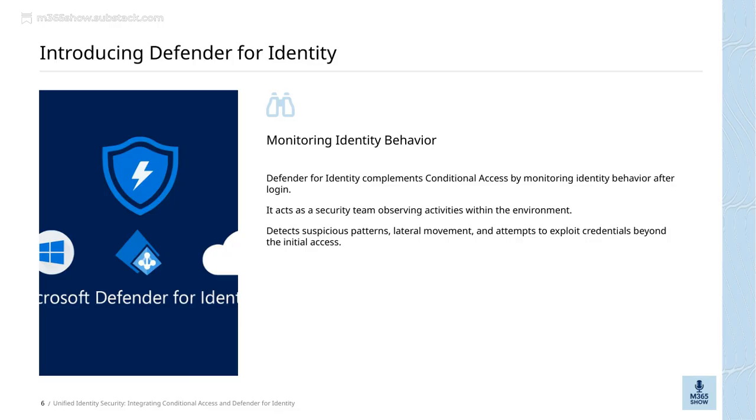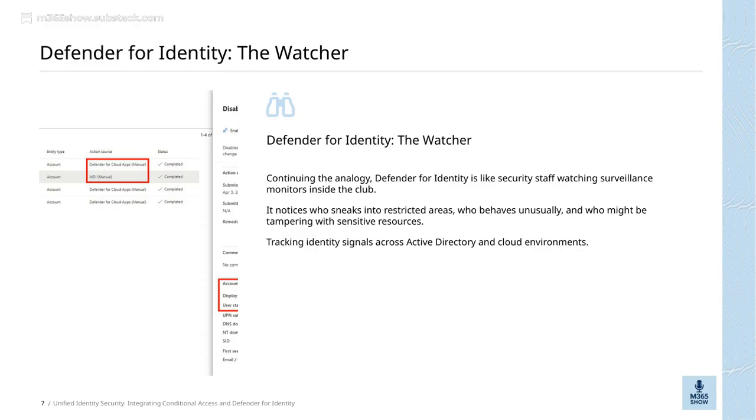This includes detecting unusual patterns, lateral movement across systems, and attempts to exploit credentials beyond the initial access point. So, even if someone manages to get past the first barrier, Defender for Identity is there to spot any signs that something's not right. It's a crucial part of our unified approach to identity security, helping us catch threats that might otherwise go unnoticed.